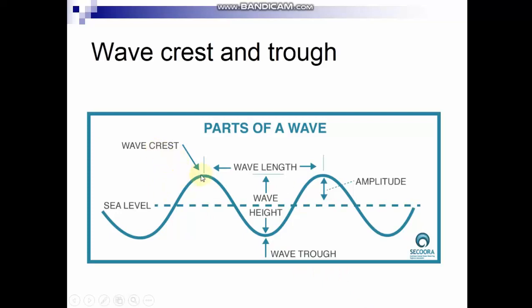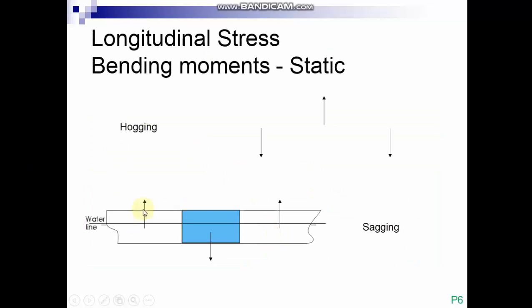So let's see. The top of the wave is called the wave crest, and the bottom of the wave is called the wave trough. The front of the ship is called forward or fore, the behind of the ship is called aft, and the middle of the ship is called amidship. There is an upward force on the forward, another upward force on the aft of the ship, and one downward force on amidship, which causes sagging.